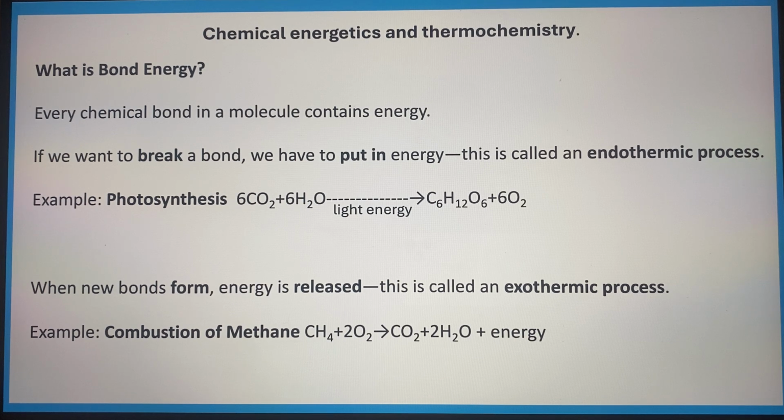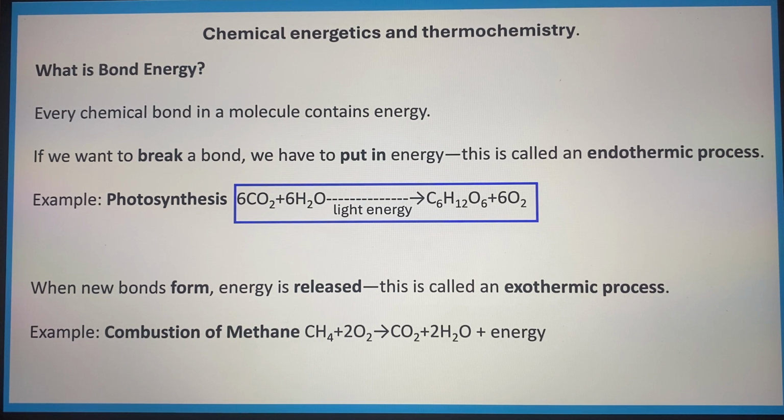First, plants absorb sunlight to convert carbon dioxide and water into glucose and oxygen. Therefore, the reaction requires energy from the sun to break the bonds in carbon dioxide and water. Since energy is absorbed, this is an endothermic reaction.